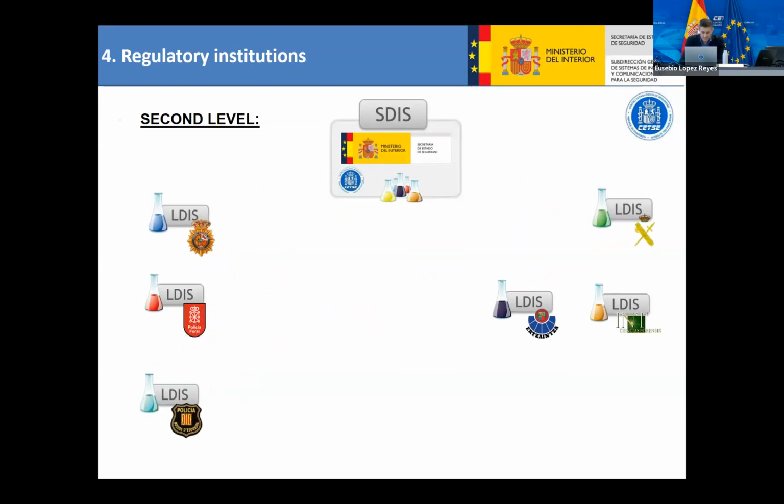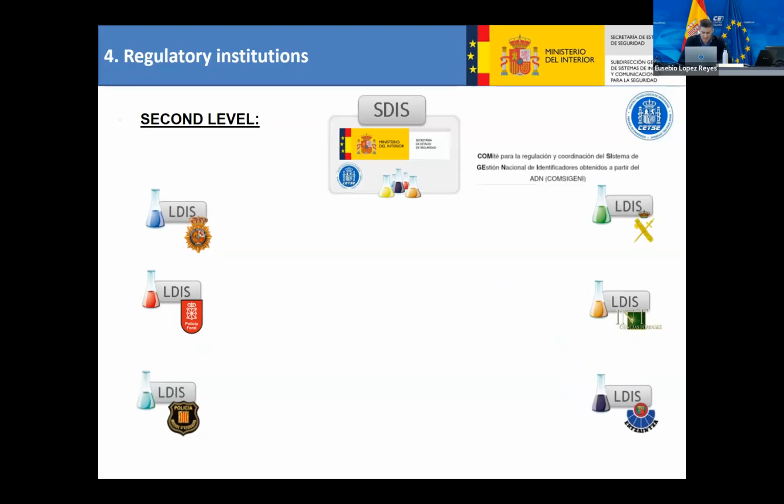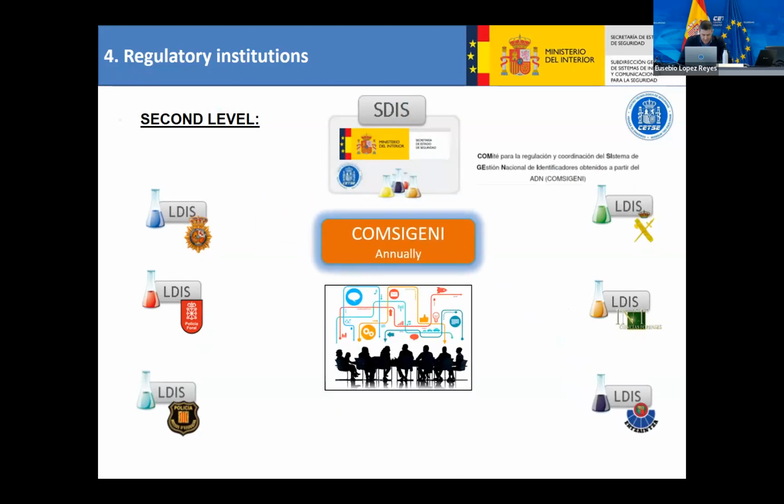Well, and then we have a second institution for regulation, management, and the auto-search in the DNA database, which is called CONSIGENI, okay? CONSIGENI is the National Committee for Regulation and Coordination of the National Identification System obtained from DNA, and its functions are more technical than those of the National Commission of Forensic Police in Spain.